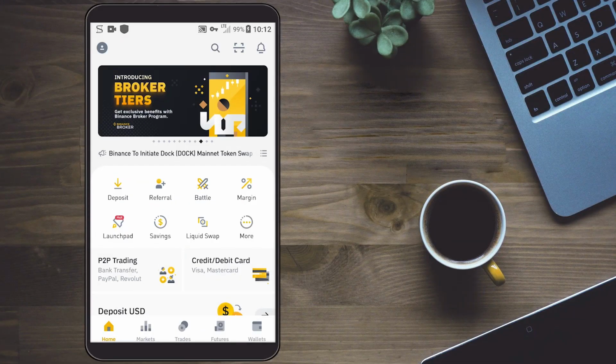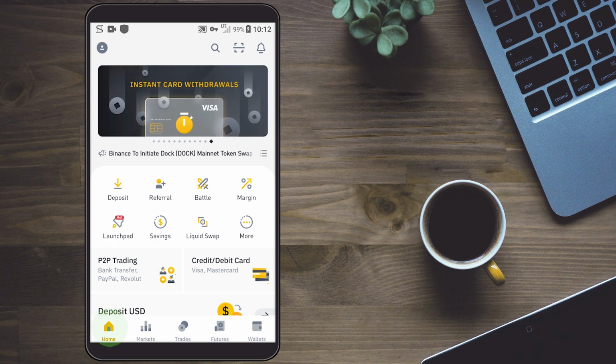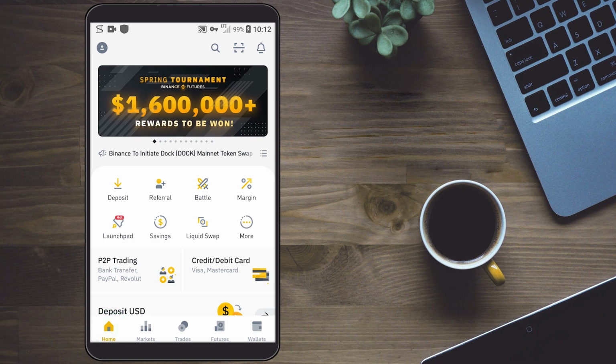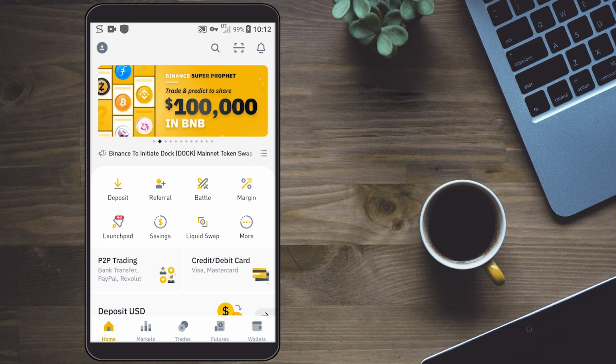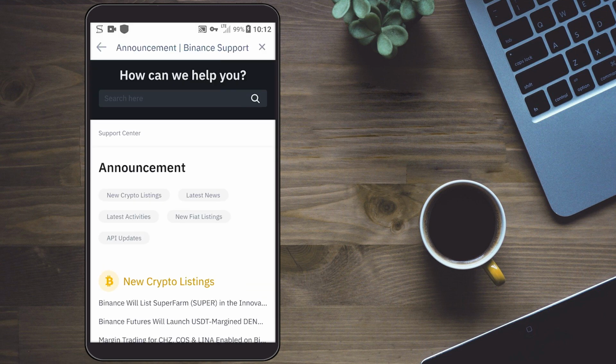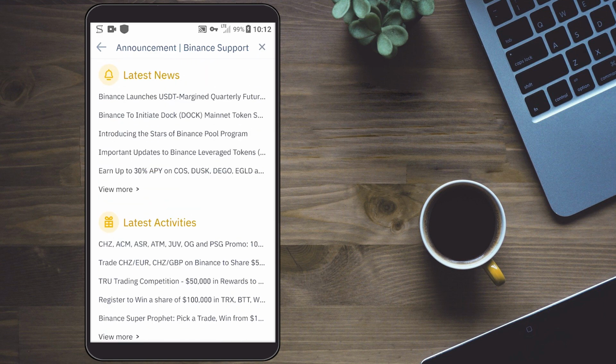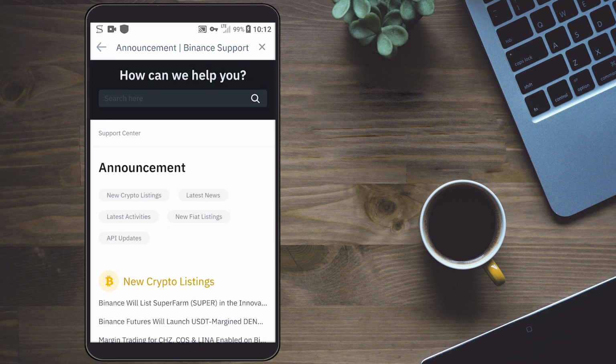When you open Binance app, this is what you see. This is actually homepage of Binance app, and you can see that the home tab is selected here below the screen. In the top of the screen, you see there is a slider showing announcements and promotional stuff. And if you touch this small button here, in this page, you can see the latest announcements, including news, activities, new listings, and updates. Let's close this page.